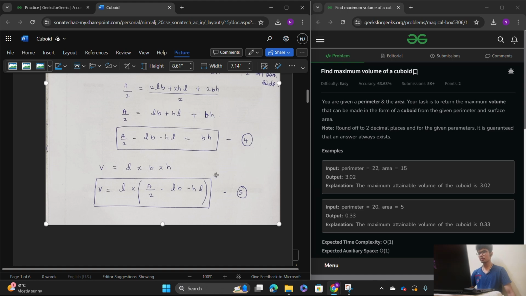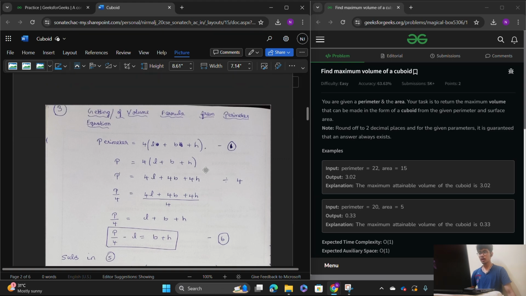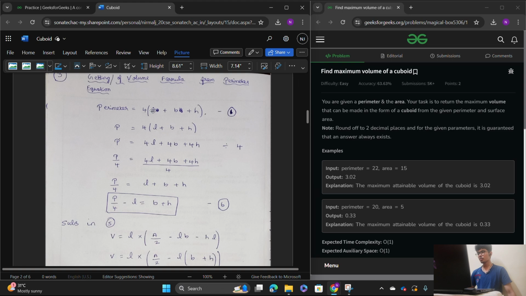After this, I am going to get the volume formula from the perimeter equation. The perimeter of a cuboid is 4 into (L plus B plus H). From perimeter, I am going to do the same thing as in my previous equation, where I kept length as constant. So length is going to be a single variable, so I'm going to keep it on my left hand side, and on the right hand side will be B and H.